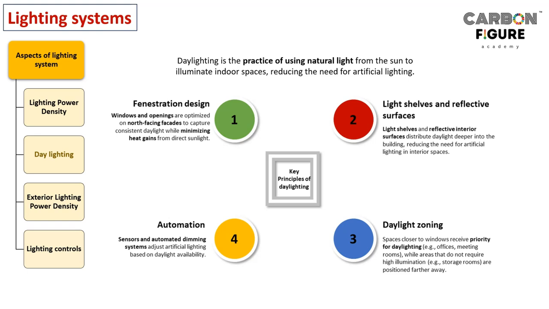Then automation: sensors and automated dimming systems can be installed, and they can help in adjusting artificial lighting based on daylight availability, right? So they are like integrated devices, right?